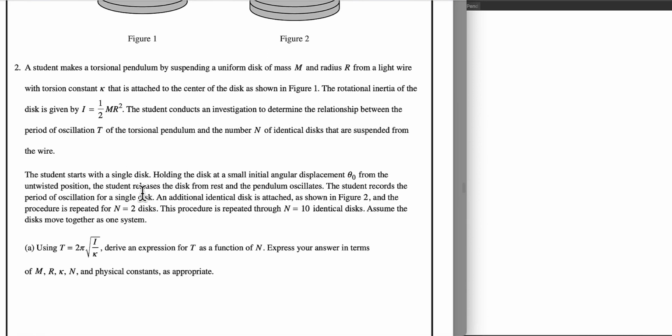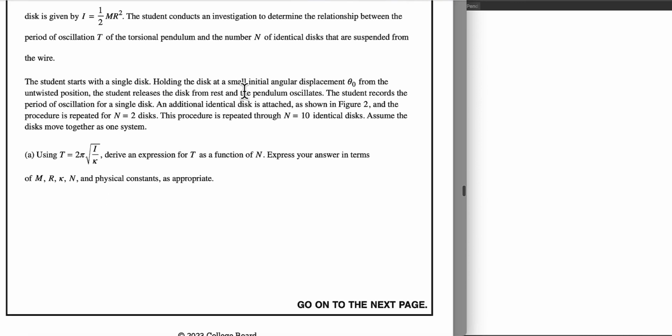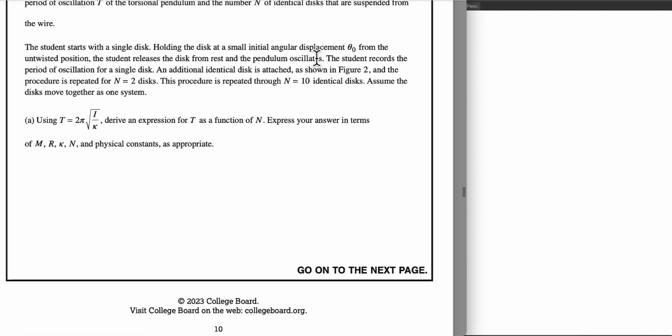The student starts with a single disk, holding the disk at a small initial angular displacement theta naught from the untwisted position. The student releases the disk from rest and the pendulum oscillates. The student records the period of oscillation for a single disk. An additional identical disk is attached as shown in figure 2, and the procedure is repeated for n equals 2 disks. This procedure is repeated through n equals 10 identical disks. Assume the disks move together as one system.